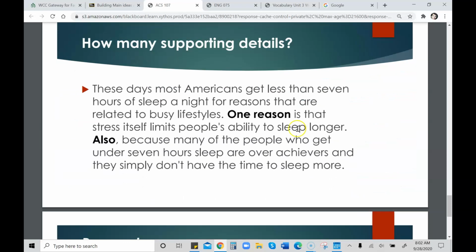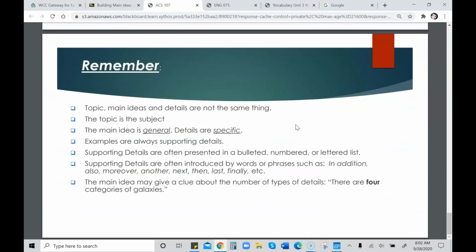So again, for this example, we see the transition words of one reason or also, so we know we have at least two issues that support our topic sentence. These days, most Americans get less than 7 hours of sleep at night for reasons that are related to their busy lifestyles. So I would expect that I would see issues related to those busy lifestyles. So again, it's about being really clear and deliberate with the language that you're using and picking out some of those pieces. And the more we do this, the easier, of course, it's going to become.